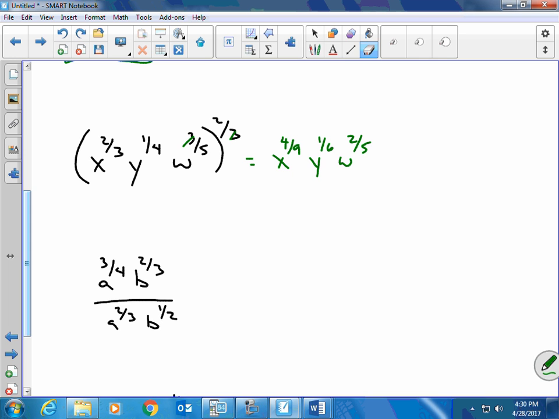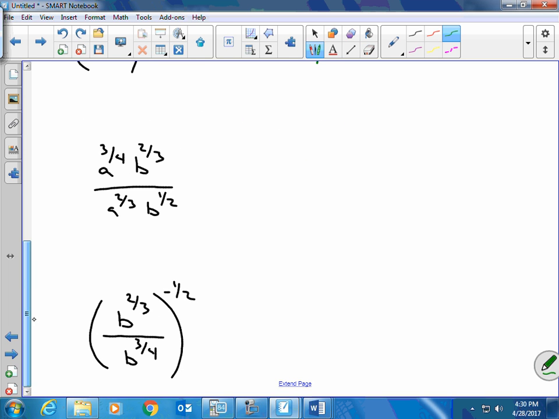Next one. Like bases, we subtract the exponents. We subtract the like exponents. So 3/4 minus 2/3. Common denominator is 12. So this becomes 9. This becomes 8. And so I get a to the 1/12.